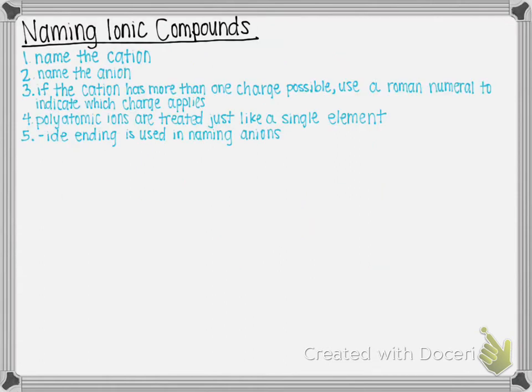Alright, the last thing is naming ionic compounds. Once you figure out how to write the formula, then you need to know what to call it. So the rules are, the first thing is that you name the cation. Remember, this is your positive thing. Typically this always is your metal. Then you name your anion, which is your negatively charged thing, and this is your nonmetal.